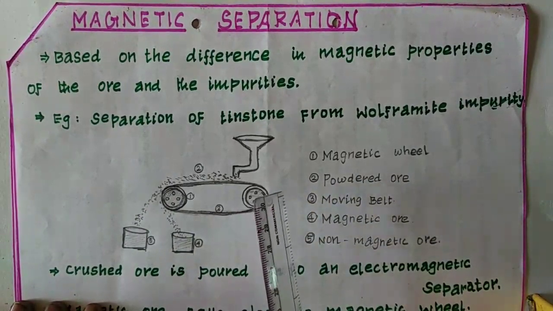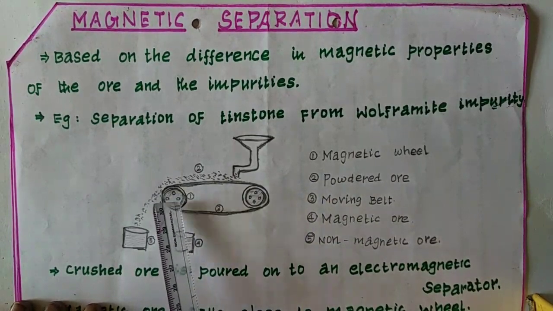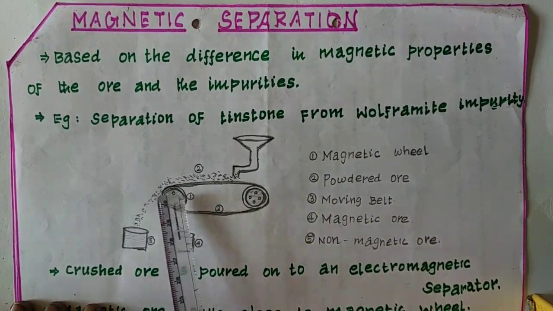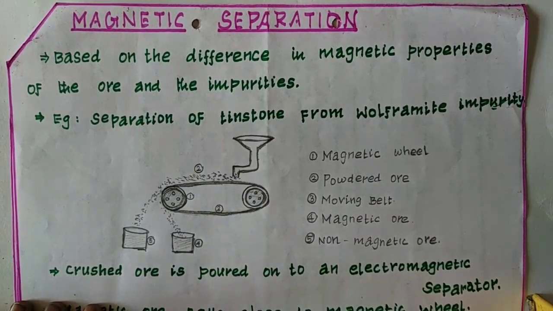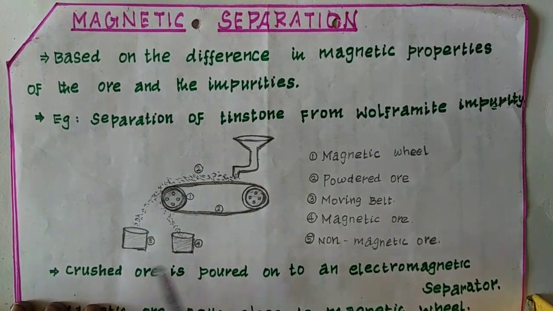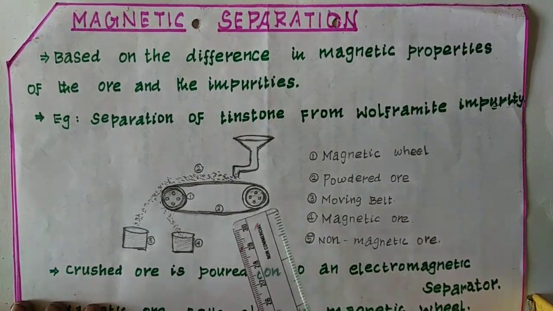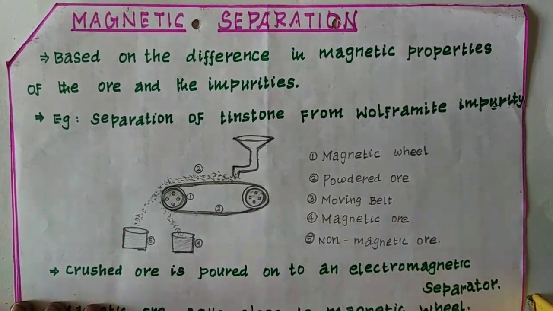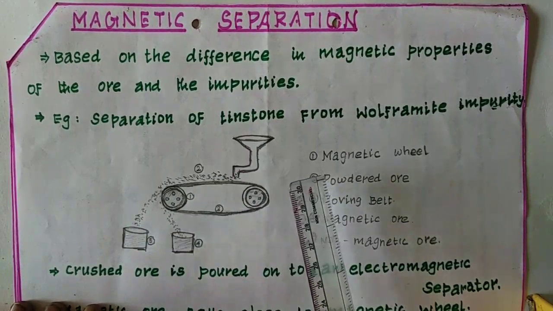One thing we have to keep in mind is that out of these two wheels, one is magnetic in nature. The function of this magnetic wheel is that it can attract, or pull towards itself, the magnetic component present in the ore. That is why out of the two wheels used, one is made magnetic. So this is the magnetic wheel, point number 1.